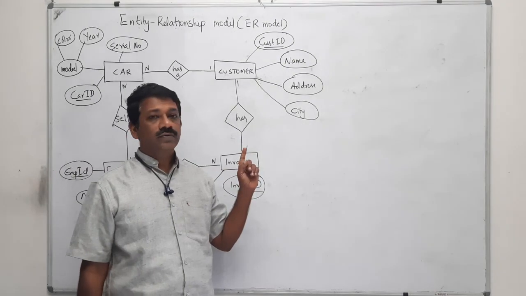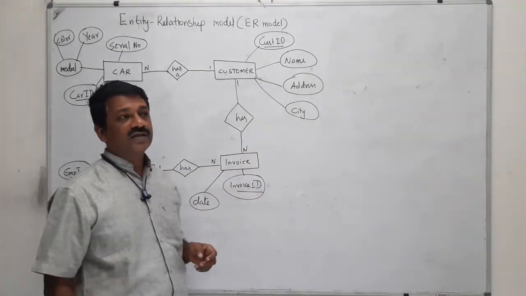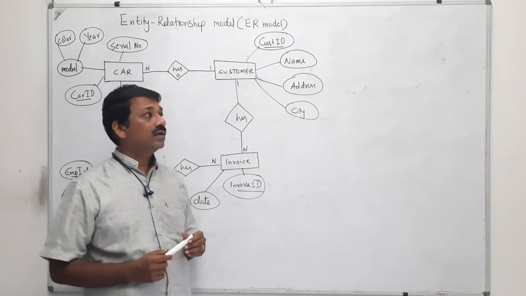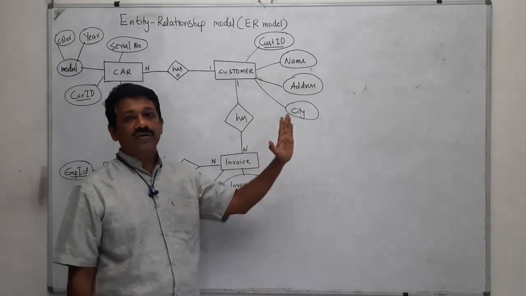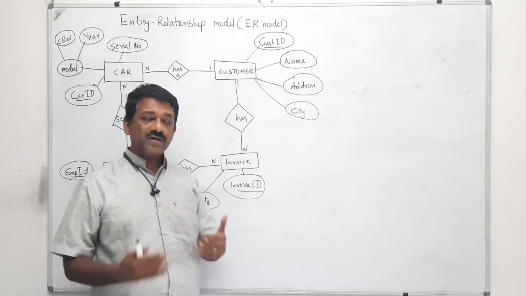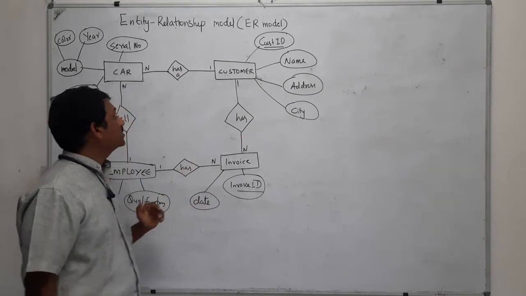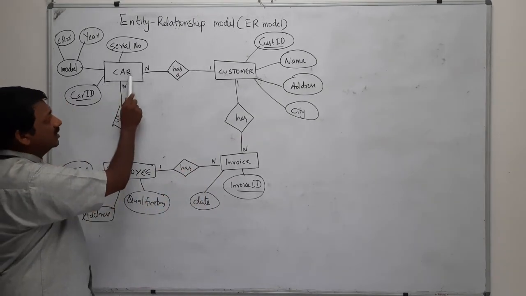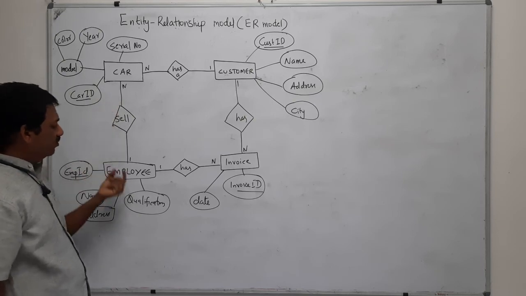We are going to discuss an example of an entity relationship diagram, and then we will discuss how this ER diagram can be converted to a relational schema. That means how tables can be created using this ER diagram. For example, here car is an entity and car is sold by an employee.